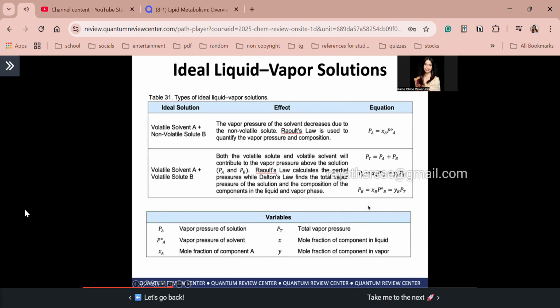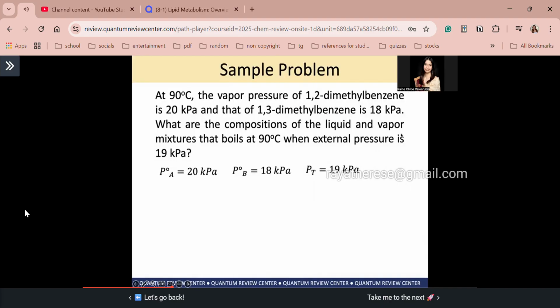Okay, dapat tandaan ko guys para madaling relate. Okay, then for the partial pressure B, that is equal to XB P naught B. Okay, this is based on Raoult's law, and that is equal to the mole fraction of component B in vapor phase times the total vapor pressure. Okay, again guys, very important ang mga equations na ito. Now with that, let's try to answer this one.